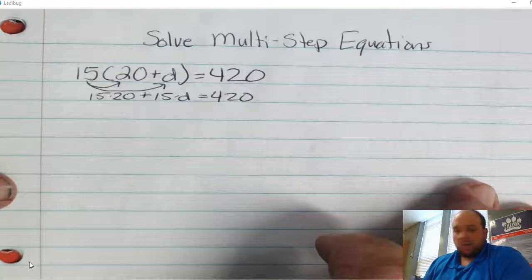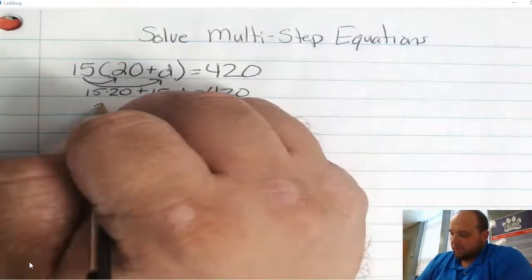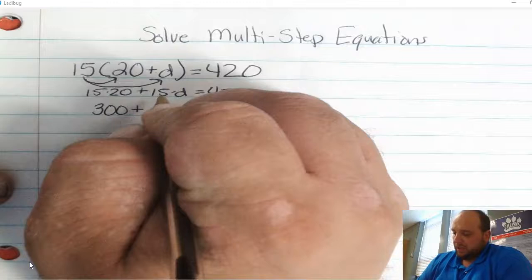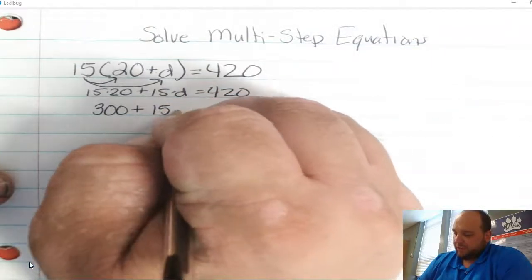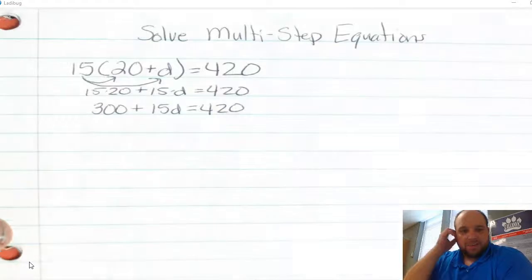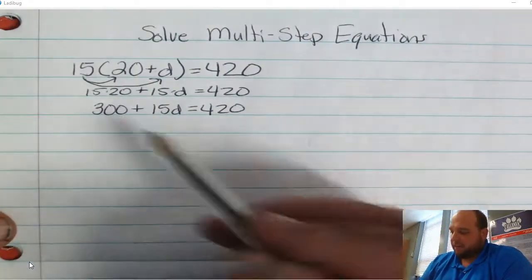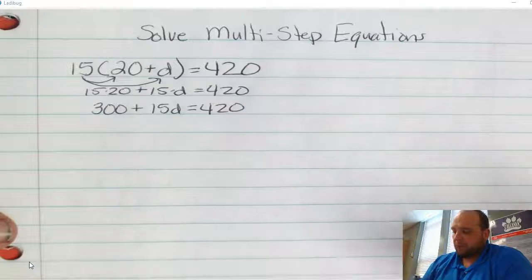Okay, so I take 15 times 20. 15 times 20 gives me an answer of 300. 15 times d gives me an answer of 15d. All right, so I simplify that distributive property. Now I have basically a two-step equation remaining. I have 300 plus 15d equals 420, so I'm working backwards.